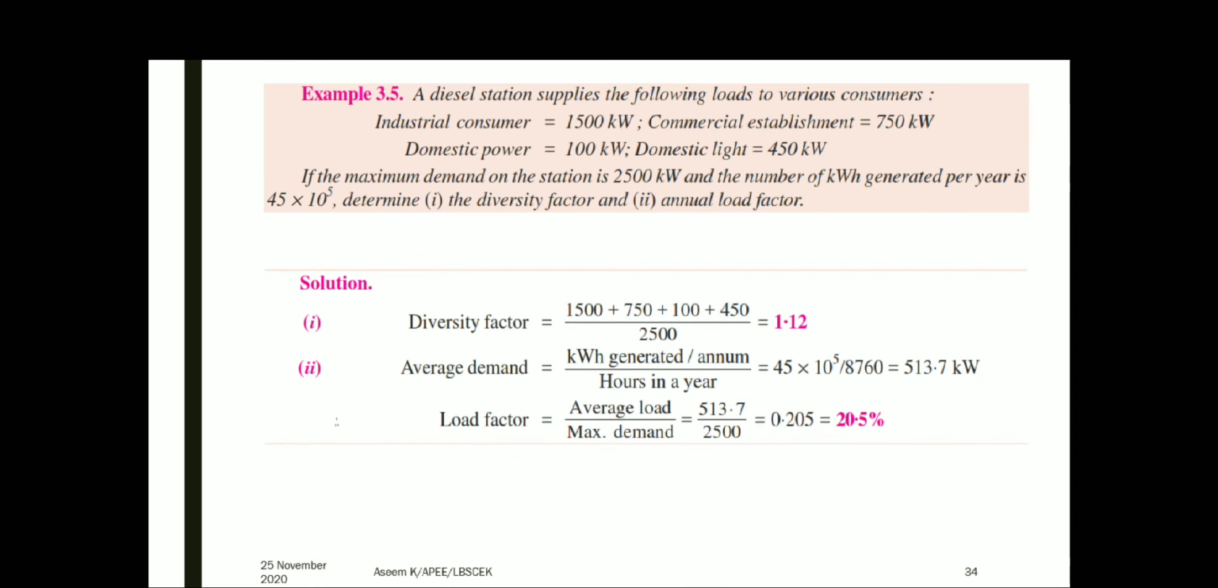Then you need to find out the annual load factor. Load factor is nothing but average load by maximum demand. Average load you can calculate from the kilowatt hours generated per annum, that is given as 45 into 10 raised to 5, divided by hours in a year. So we will get 513.7 kilowatt. So load factor is the ratio between average load and maximum demand. You will get it as 20.5%.